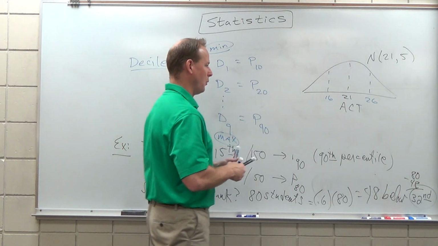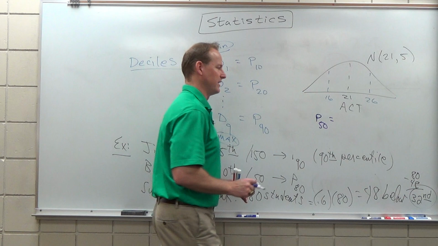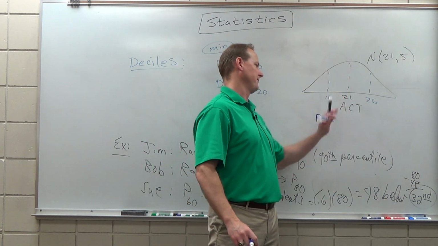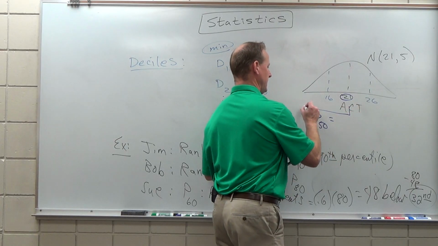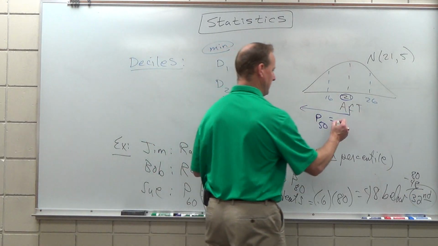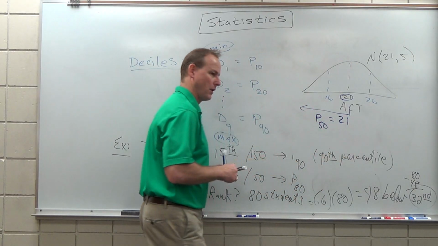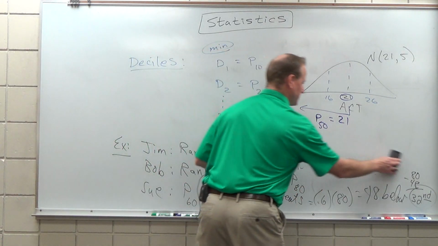First of all, what's P sub 50, the 50th percentile for this? Well, once again, 50% would lie below, so half would lie to the left of the mean, correct? So the 50th percentile is actually a score of 21. So 21 would create the 50th percentile.